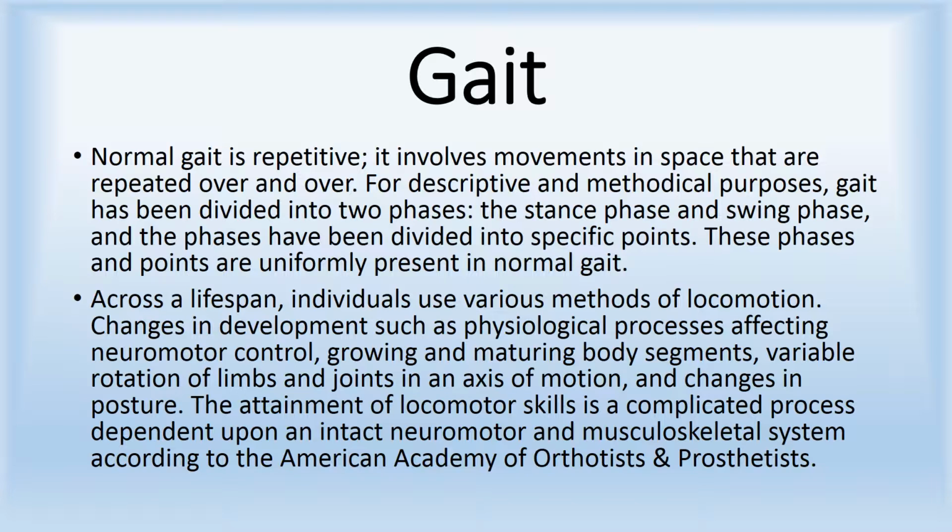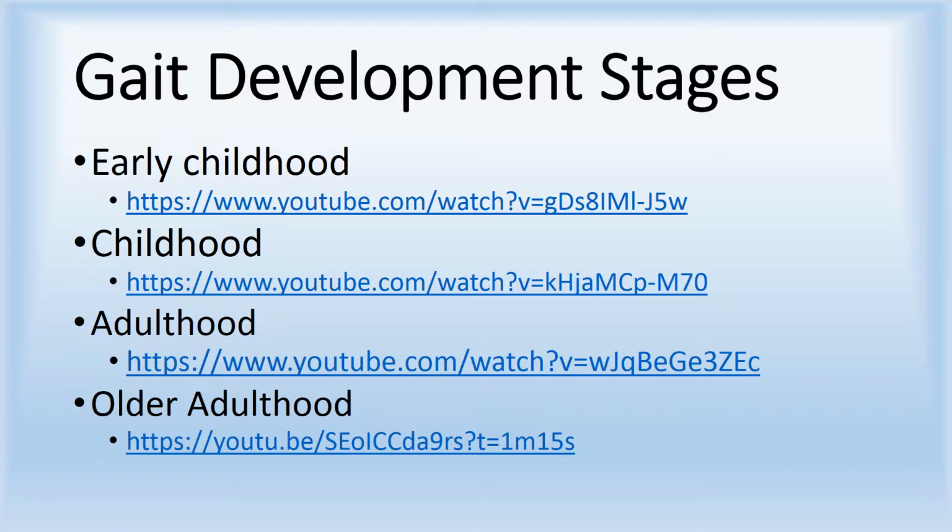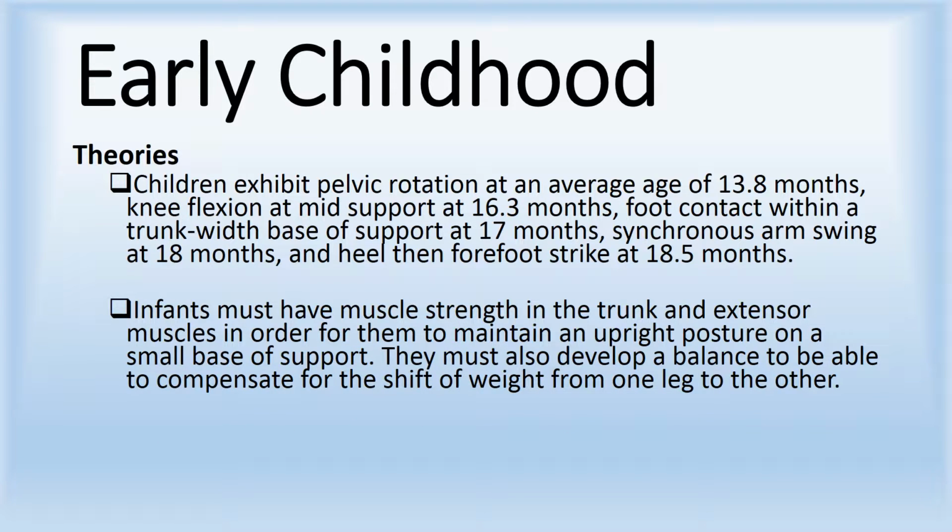Across our lifespan, we experience a variation of locomotions, which include maturing of body segments, such as variable rotations of the limb and joints in an axis of motion, and change in posture. I have attached YouTube videos of the different variations of gait development stages within early childhood, adulthood, and older adulthood. I will begin with talking about early childhood.